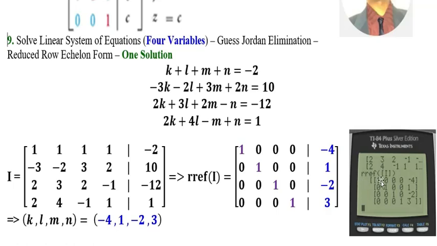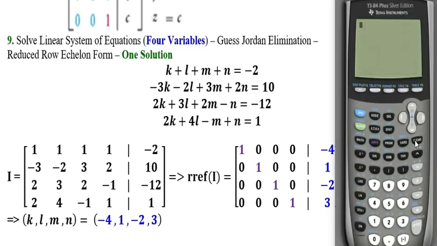And when we do RREF of I, we get 1, 1, 1, 1 in the diagonal, zeros above the diagonal, zeros below the diagonal, augmented with minus 4, 1, minus 2, 3. That means K equals minus 4, L equals 1, M equals minus 2, N equals 3. And here it is. Second matrix.